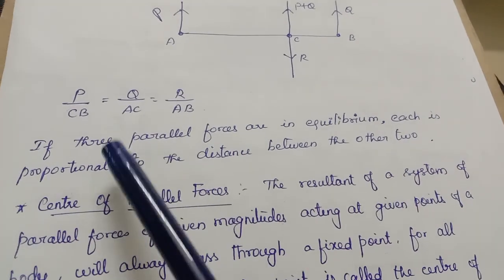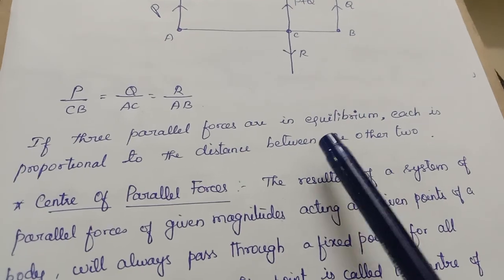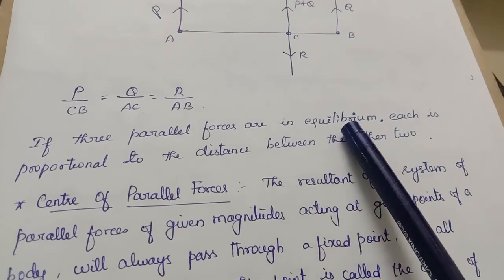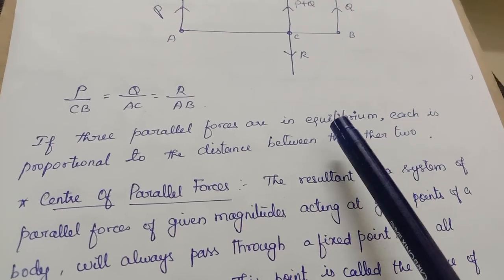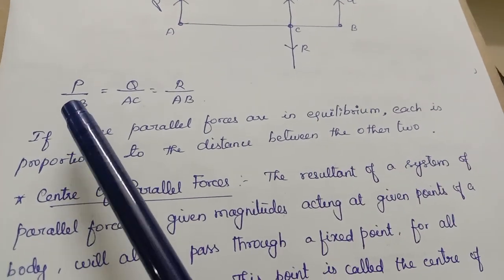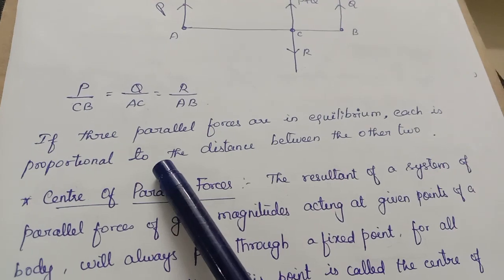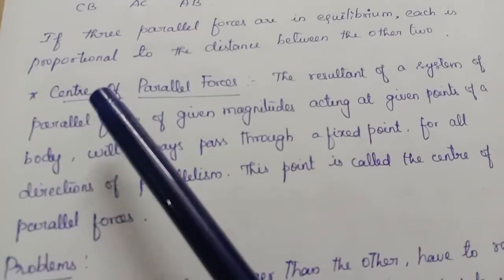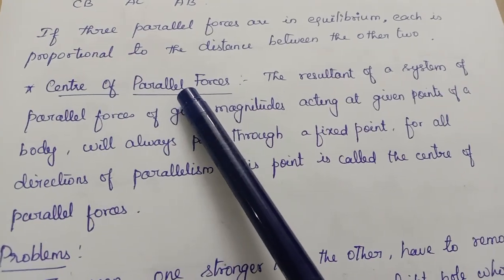Okay, so this is an important condition for doing problems. Whenever you want to achieve equilibrium for three parallel coplanar forces, then each force must be what? Proportional to the distance between the other two forces. Okay, right. Next one is center of parallel forces.